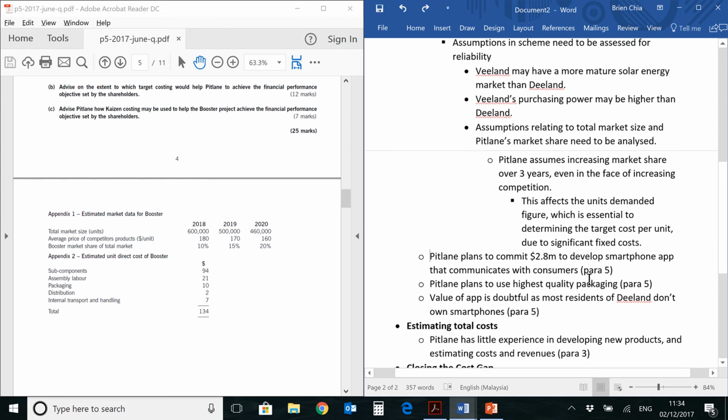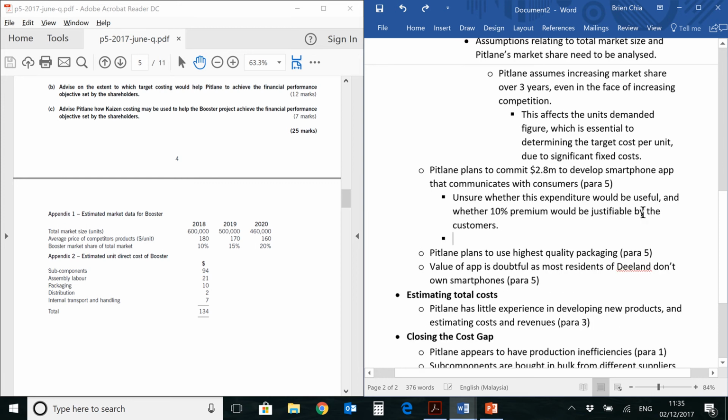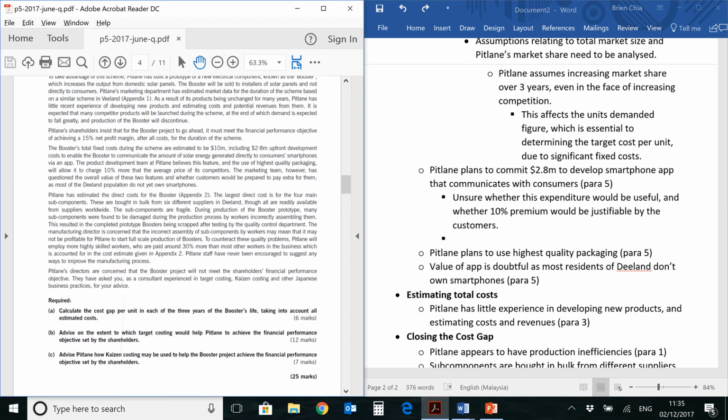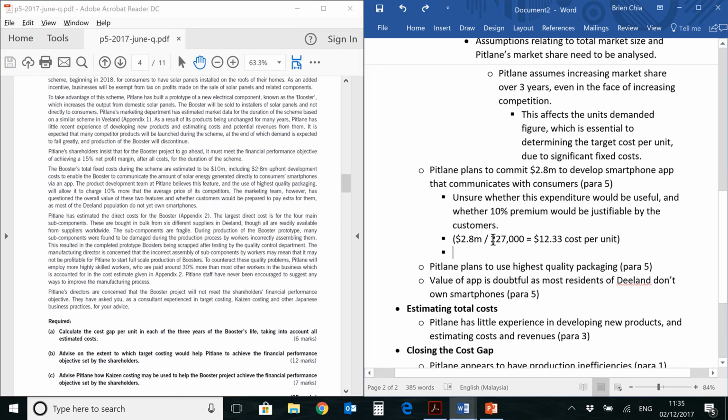Okay, so now we're going to talk about the 2.8 million to develop the smartphone app. We are unsure whether this expenditure would be useful and whether this 10% premium would be justifiable to customers. Obviously, in the question over here, the marketing department does not believe that it has the value. If we calculate it, 2.8 million divided by 227,000 units is $12.33 per unit in cost. So it is a significant amount. And if we look at our answer in part A, you might find that eliminating the app expenditure might even be enough to close the cost gap.